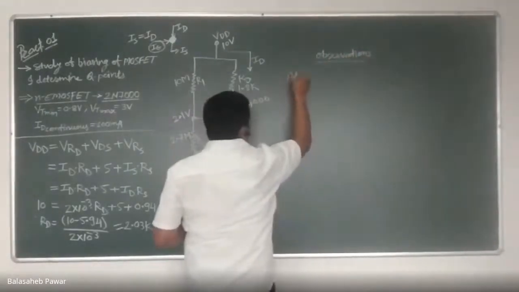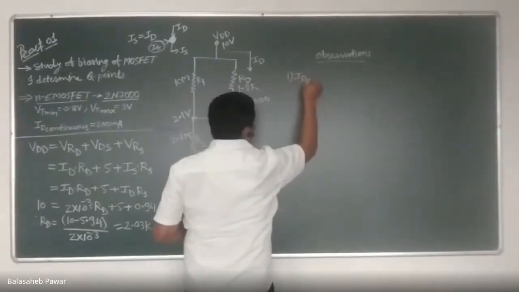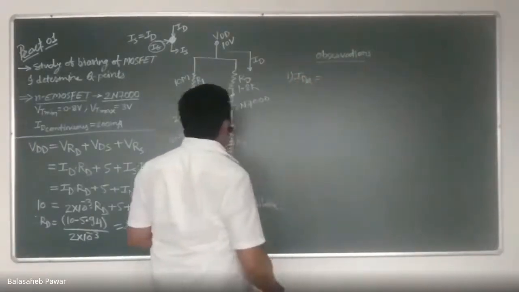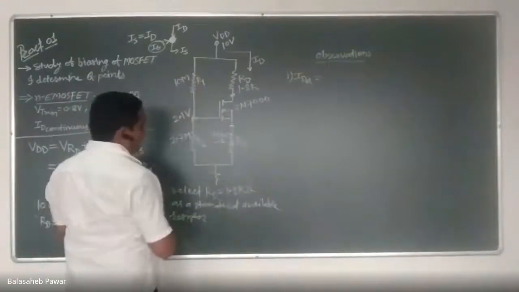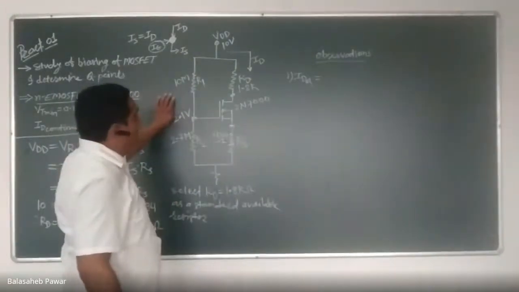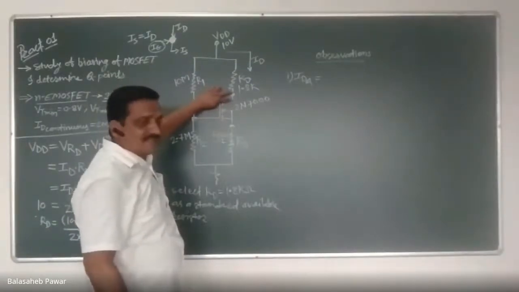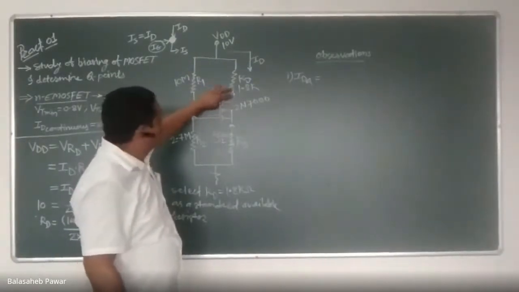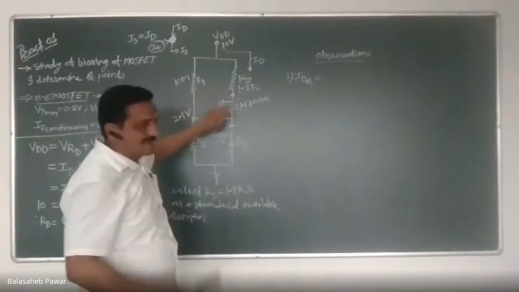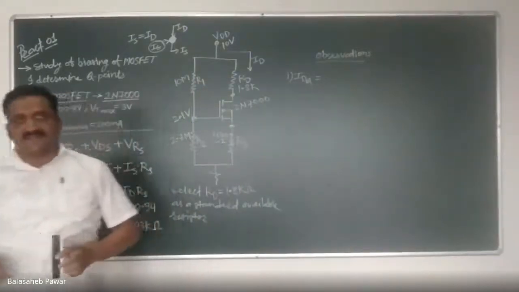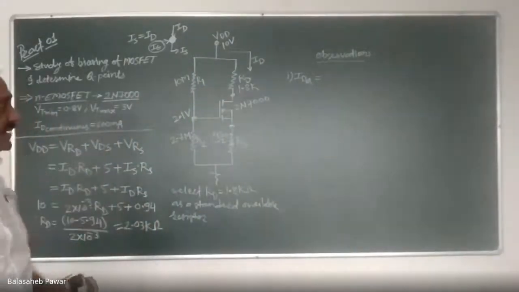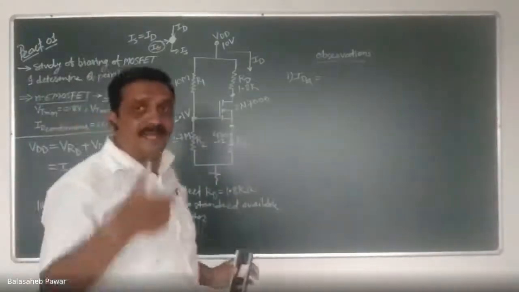First one, note down the value of IDQ. How you will measure it? Just implement all these components in our simulation software. Open this terminal and connect one DMM current meter in series with that RD and drain. A current meter should be connected in series, then it will be able to measure the current. Remember, a voltmeter should get connected in parallel.